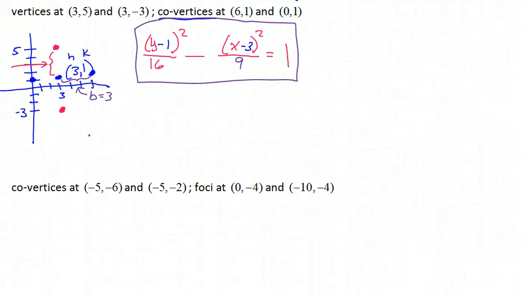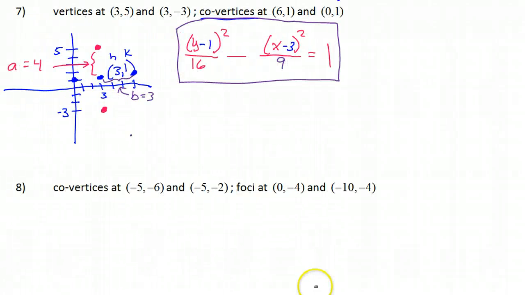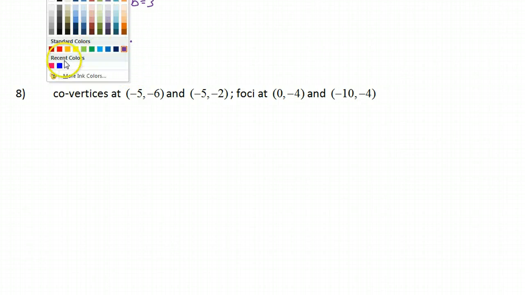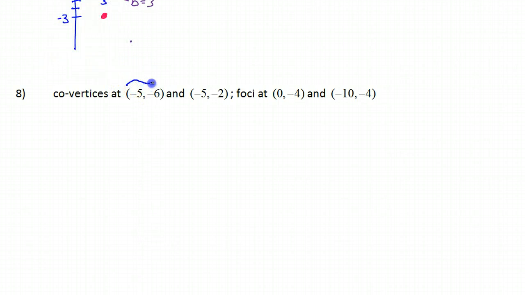Okay, last one, number 8. Co-vertices and foci. So remember, the co-vertices are going to wind up giving us the B value. The foci, it's one of those tomato things for real. Different people just say it different ways, and they're both correct.